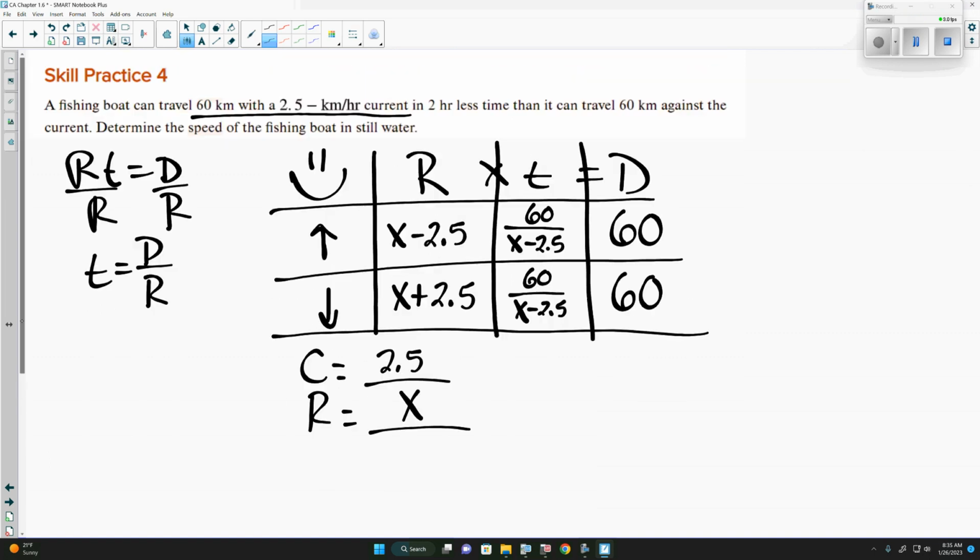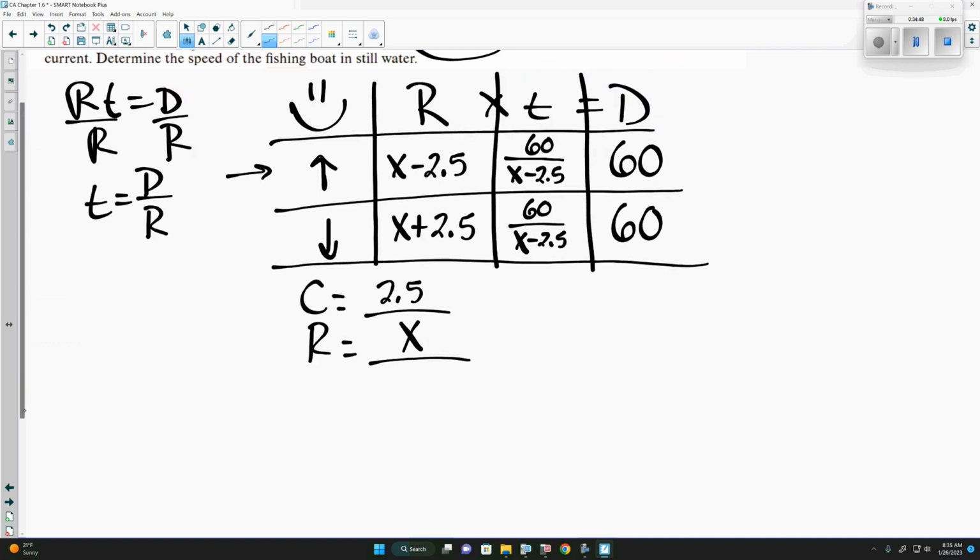Now, which one takes longer? Well, it's going to be with the current, yes? Because it told us how much longer it is going to take: 2 hours less. So if we take our 60 over x minus 2.5 and subtract from it 60 over x plus 2.5, because we took the longer time and subtracted the shorter time from it.